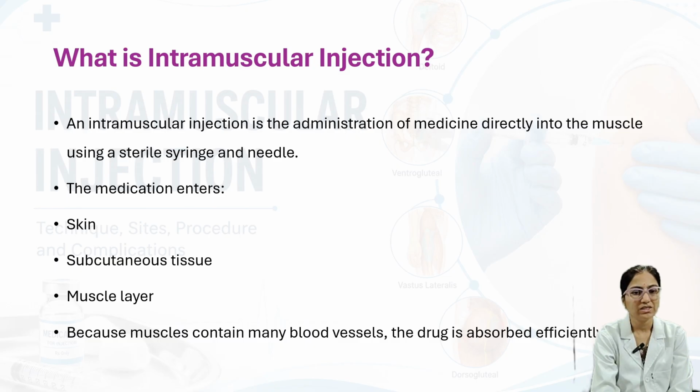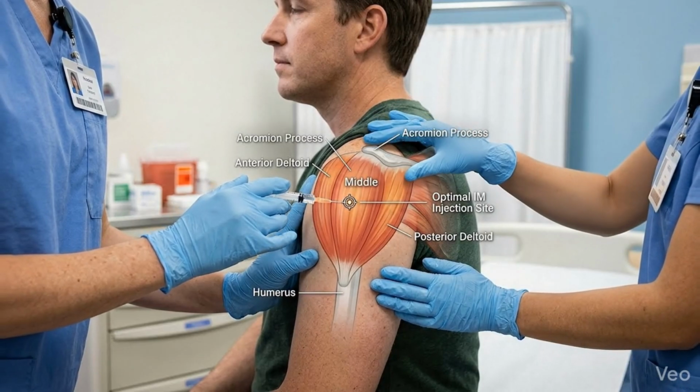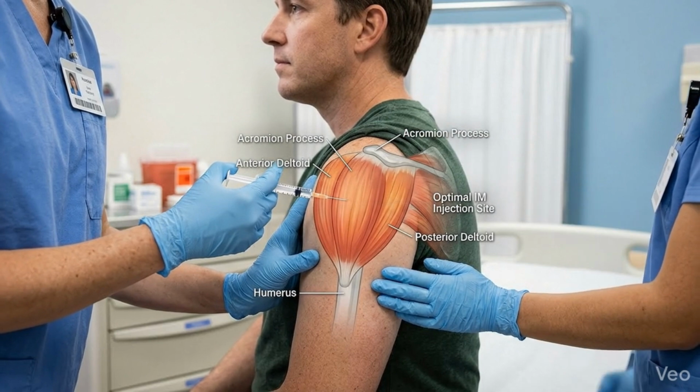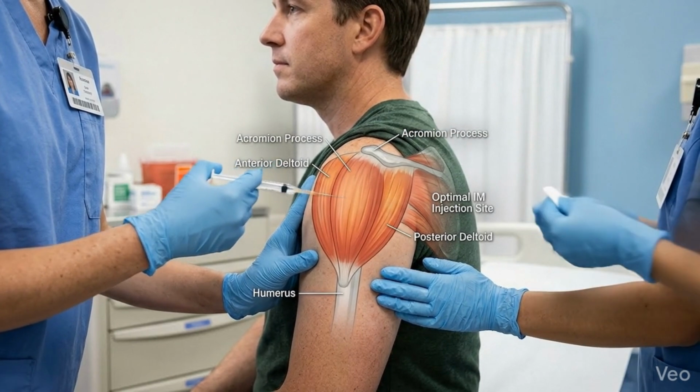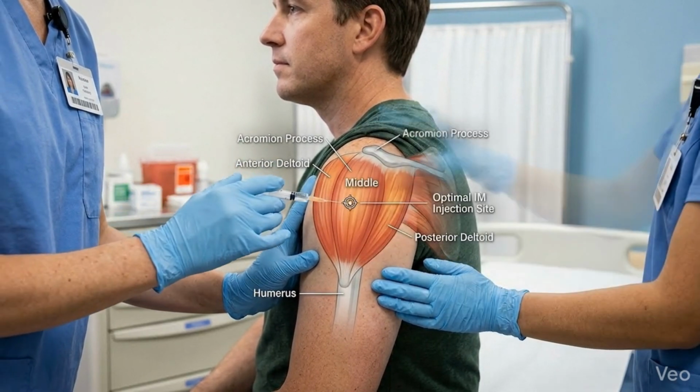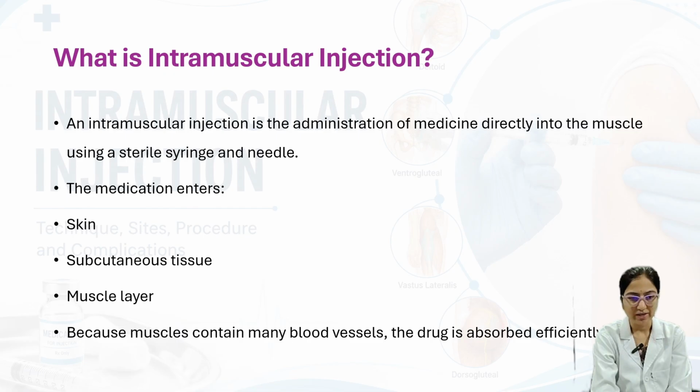We'll see what is intramuscular injection. An intramuscular injection is the administration of medicine directly into the muscle using a sterile syringe and needle. The medication enters the skin, then the subcutaneous tissue, and after that the muscle layer. Because muscle contains many blood vessels, the drug is absorbed efficiently.